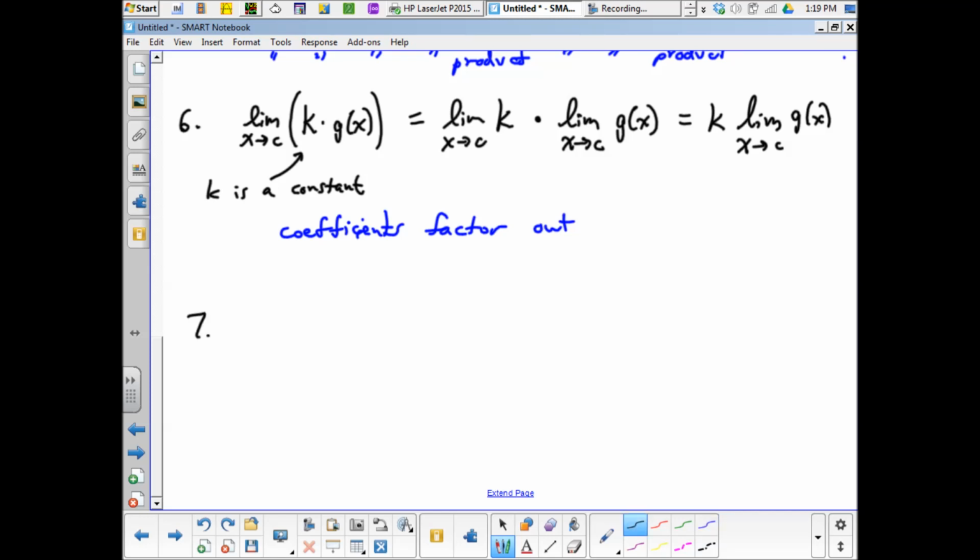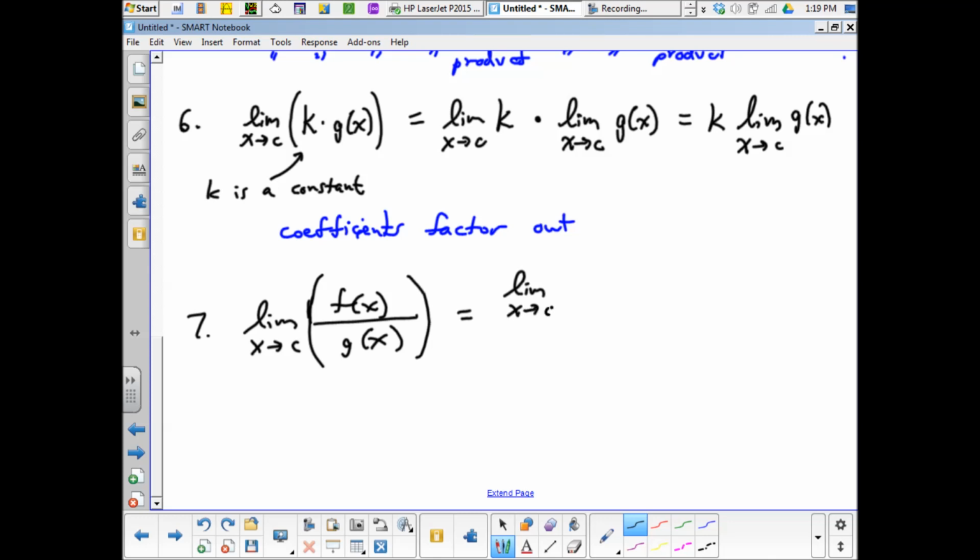Okay, so rule 7. What happens if you have a fraction, which happens all the time? Any rational function looks like this. If you're dealing with this situation, my question is, are we allowed to split it into two limits? Can I just do this for the numerator, and then the same thing on the bottom, the limit as x goes to c of g of x? And the answer is yes, if it works.